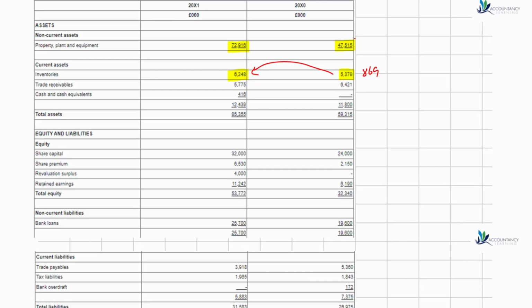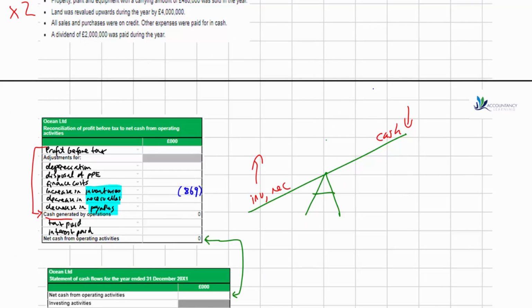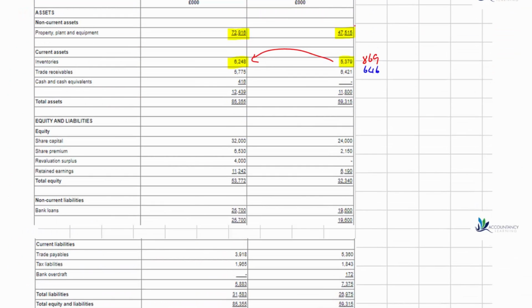And in this case, we can see receivables have actually gone down in value, haven't they? So it's gone down by 646. So this is another working capital adjustment. And again, if we look at our seesaw, we can see receivables have gone down. So we think that cash is going to go up. So we need to put 646 as a plus number in our answer. And I can highlight those two numbers because I've put them in my answer.